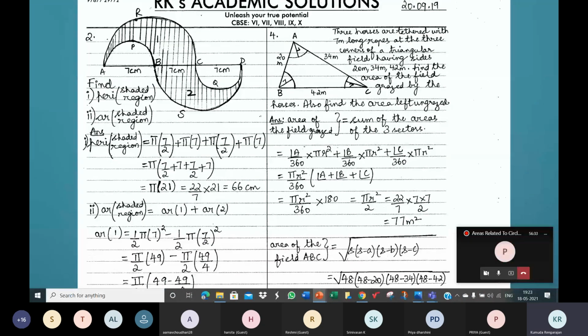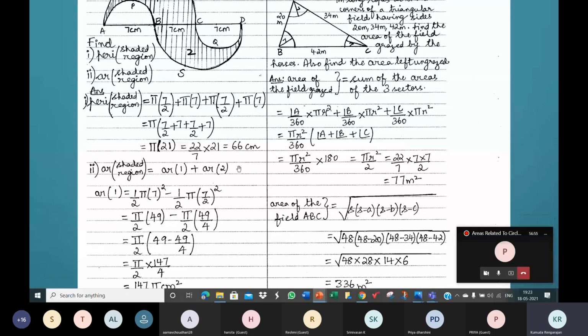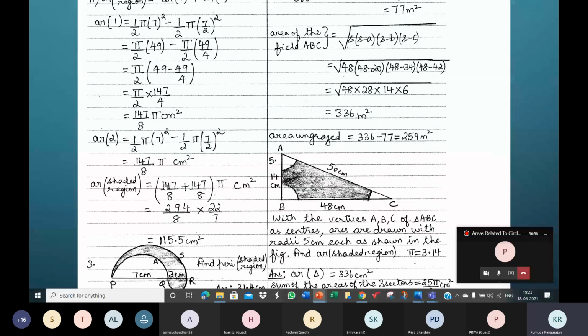We understood this one yesterday, children. We completed it yesterday. I shared only the answer yesterday. Here you can see the steps. The answers were 66 meters and 115.5 centimeters square. So this is the working. I'll share the material with you later.